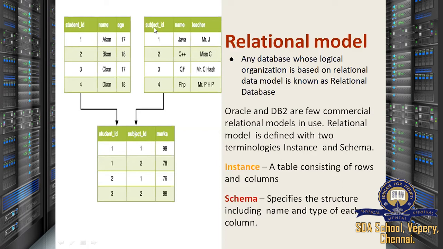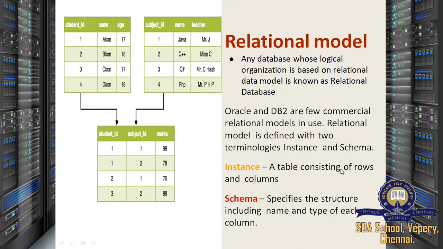What is a key? A common field existing between tables. Now, student ID is the common field existing between the first table and the third table. Subject ID is the common field existing between the second table and the third table. What are the famous relational model databases available in the market? Oracle and DB2.